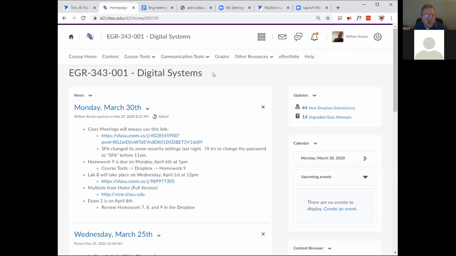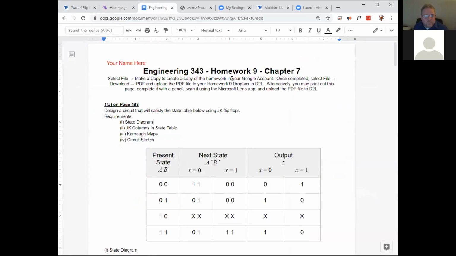Here's the homework. And I think I've already got it pulled up over here. Homework 9, chapter 7. All right. So in the textbook, if you look at page 483, you see this problem right here, and it tells you to make a state diagram. It says to use an RS flip-flop, D flip-flop, T flip-flop, and JK flip-flop. We're only going to use one, and that's the JK.